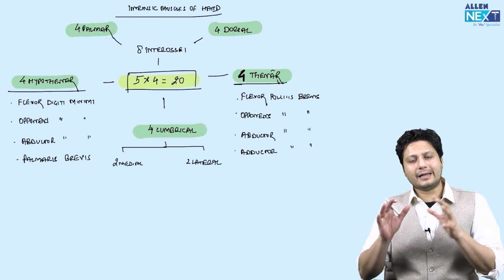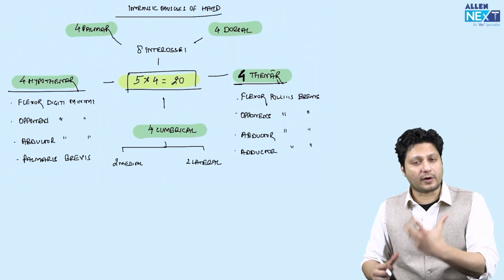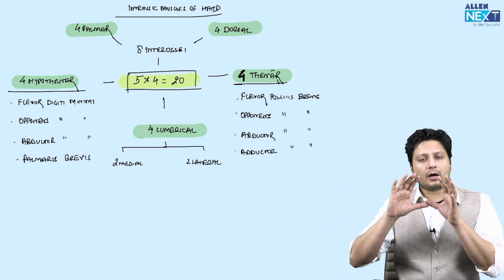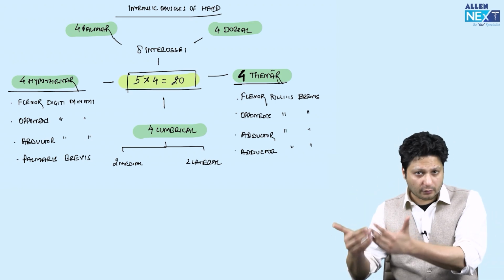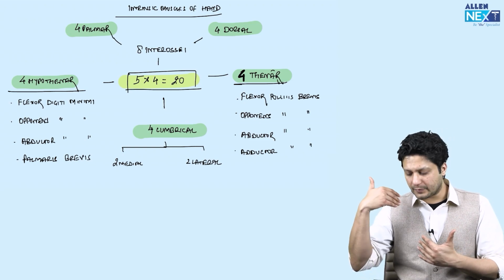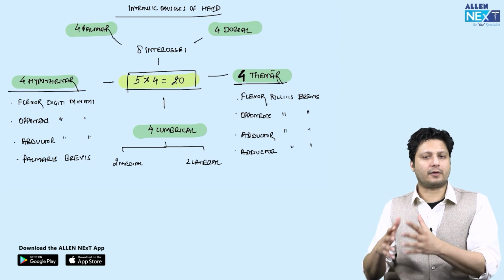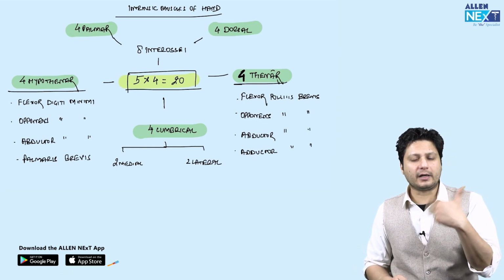You see, the name of the thenar muscle is holding up the function of the thenar muscle. Like the first one is the flexor pollicis brevis. So the flexor pollicis brevis will cause flexion of the thumb. Then opponens will cause opposition of the thumb. Abductor will cause abduction of the thumb, and the adductor will cause adduction of the thumb. So it is not very difficult to understand.